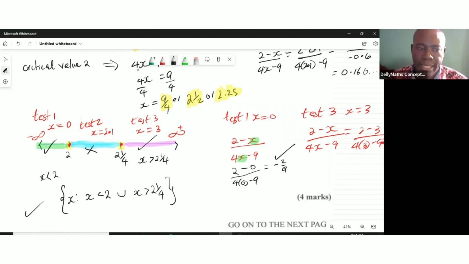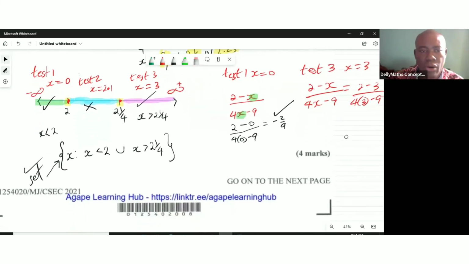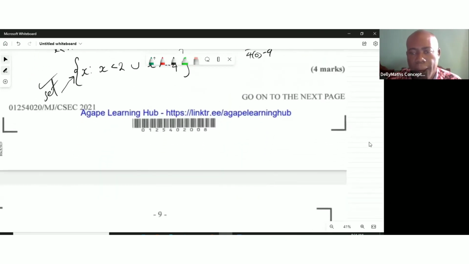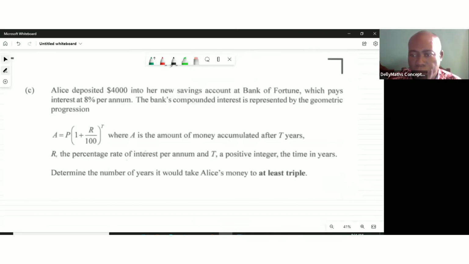Why did I put it in a set? Because the question did say set. So you have to use the set notation here, the curly bracket. All right, so there it is. We have found that. Let's go to maybe the last question.